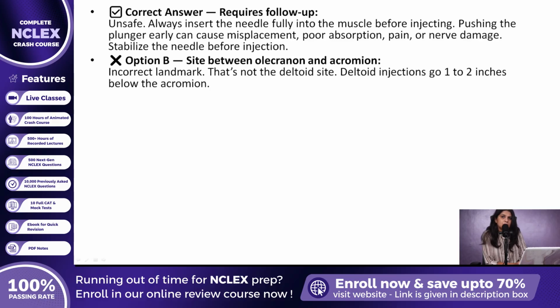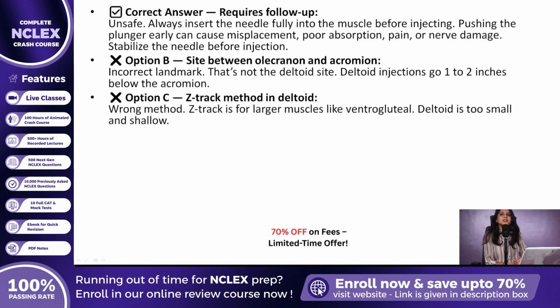In contrast, option B shows a misunderstanding of injection site location. It describes a site closer to the vastus lateralis, or triceps region, rather than the mid-deltoid muscle, which should be located 2 to 3 finger widths below the acromion process. Option C is incorrect, because while the Z-track method is useful for deeper intramuscular sites like the ventrogluteal region, it is not needed for the small, superficial deltoid muscle.